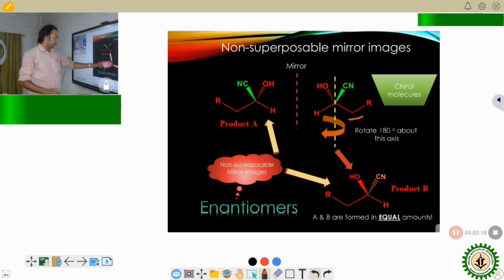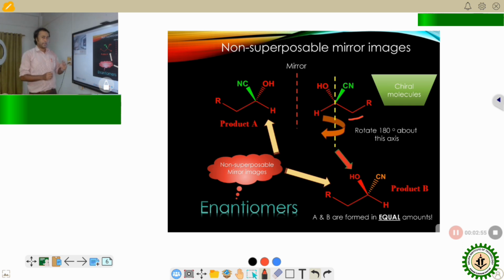So these are non-superimposable mirror images. These are mirror images, but they cannot be superimposed. That is, if we put one on top of the other, they will not form the same thing. So they are different, and these are called enantiomers. Enantiomer is a very important term in stereochemistry, relating to non-superposable mirror images. And the important thing is that A and B are formed in equal amounts. So two enantiomers are formed in equal amounts, and these molecules are known as chiral molecules.